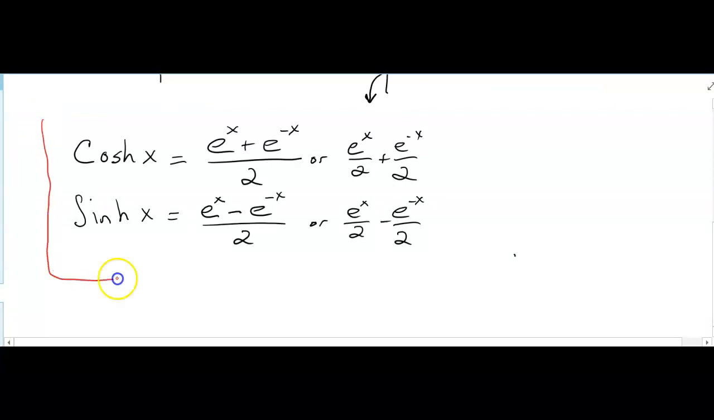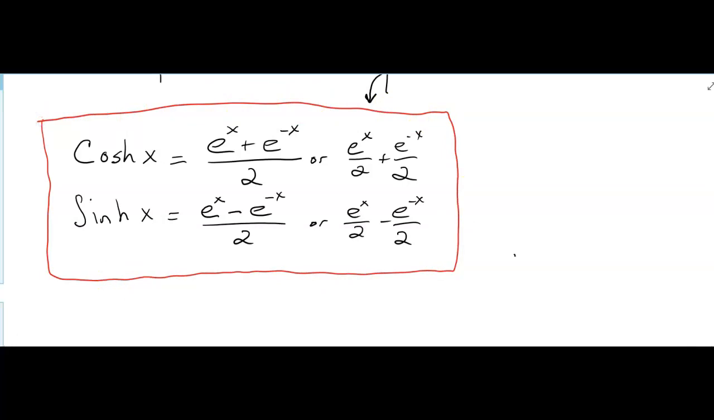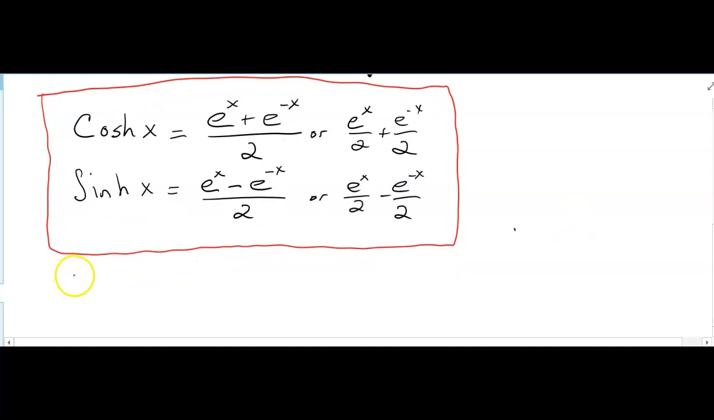You're going to put a nice big red box around this. This you need to know. From here, you can literally just get all of your other functions. Because here's what's nice about them being so similar to our trigonometric identities. Because they follow a lot of the same properties, tanh of x, our hyperbolic tan function, is simply going to be sine over cosine.